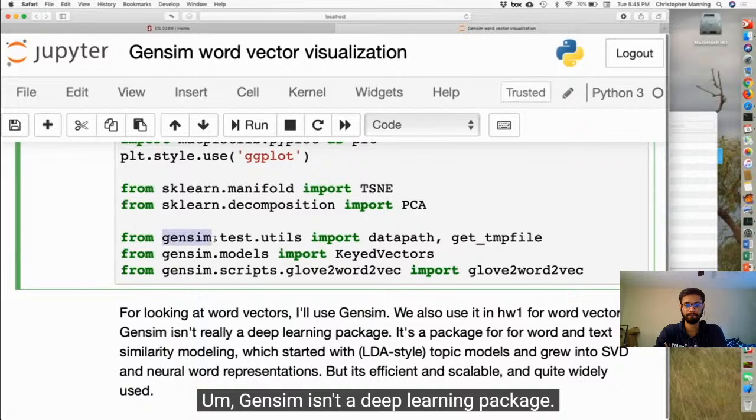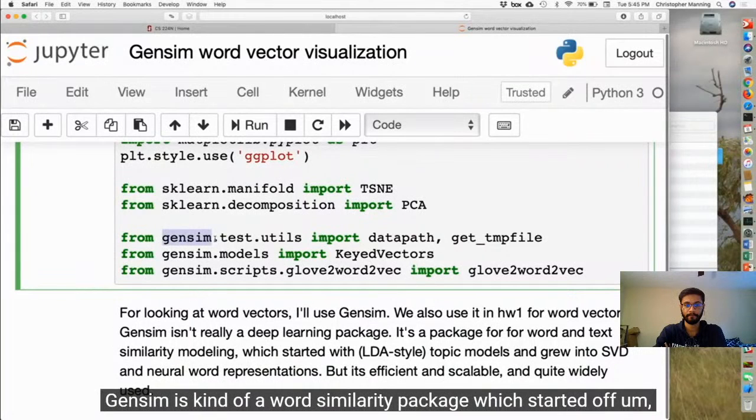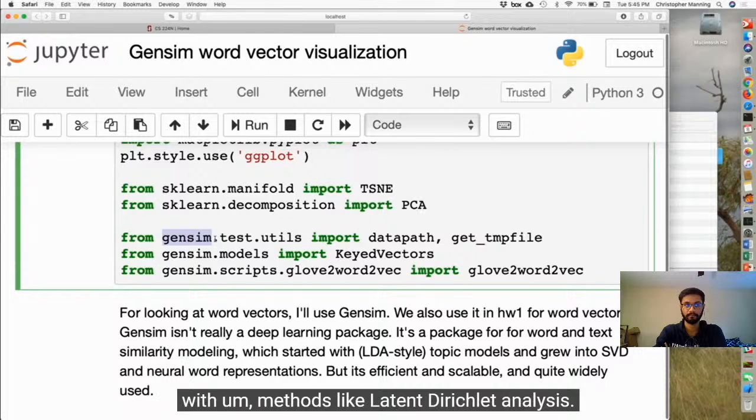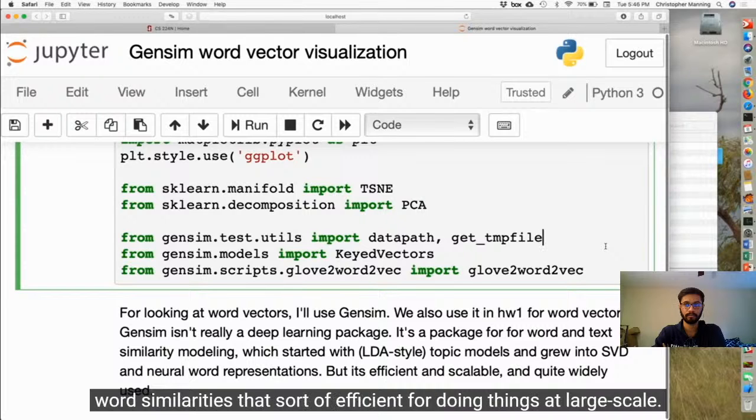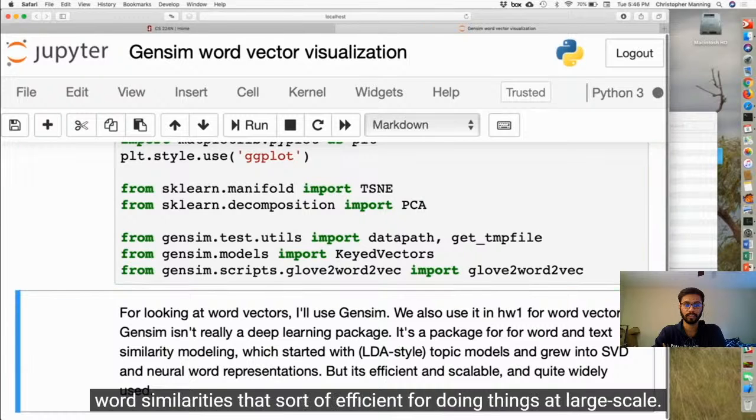Gensim isn't a deep learning package. Gensim is a word similarity package, which started off with methods like latent Dirichlet analysis, if you know about that, for modeling word similarities. But it's grown into a good package for doing word vectors as well. So it's quite often used for word vectors and word similarities. It's efficient for doing things at large scale.